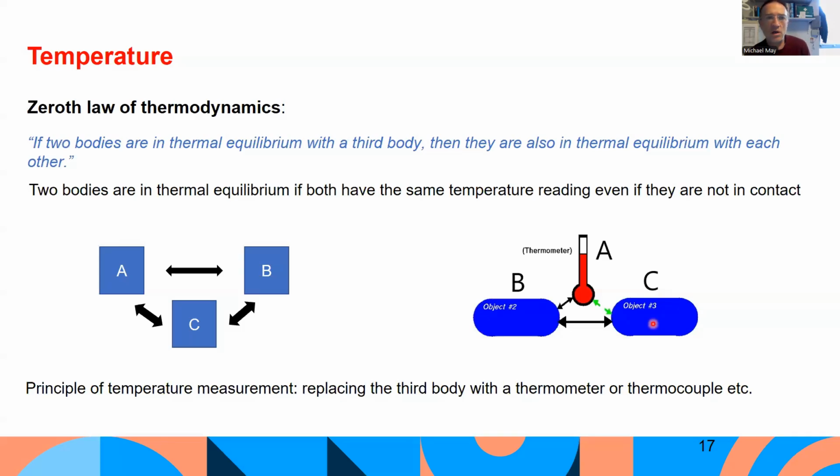The zeroth law of thermodynamics, we mentioned that previously. It simply states that if two bodies are in thermal equilibrium with a third body, they're also in thermal equilibrium with each other. So if A is at the same temperature as C, and A is at the same temperature as B, then B and C are at the same temperature. So we could replace A with a thermometer, calibrate it against B, and then go and measure object C and see what it measures.